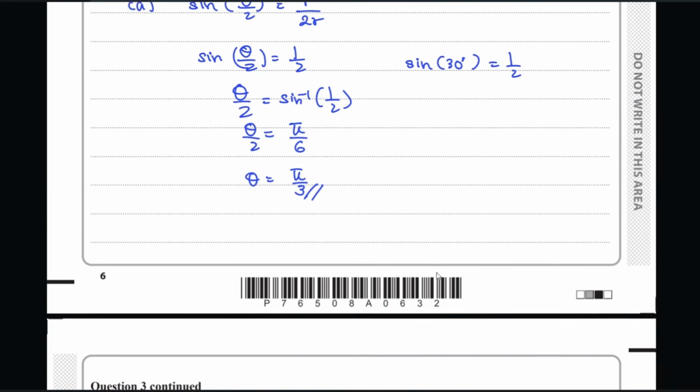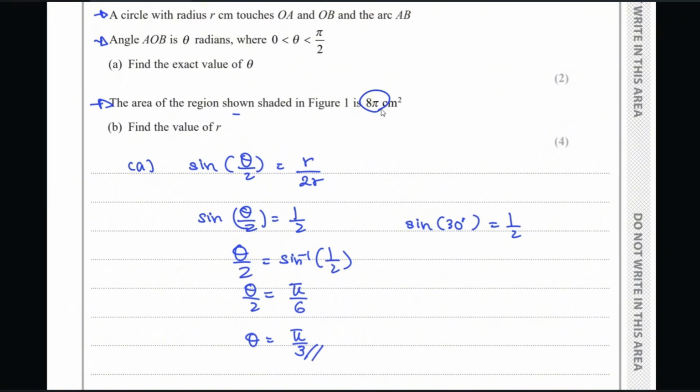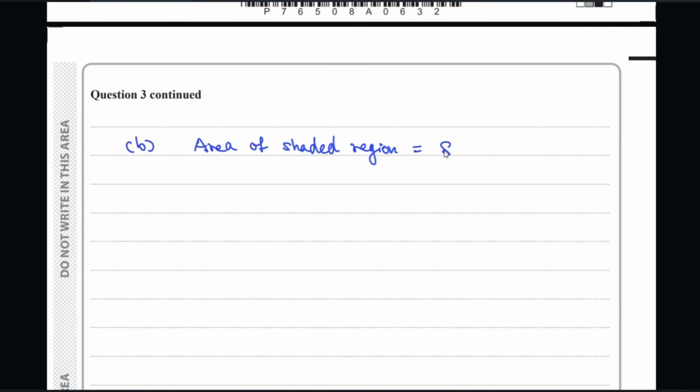So we can say, question B, area of shaded region is equal to the value they have given us, 8 pi cm squared. So area of the shaded region is 8 pi cm squared. How do we calculate the area of the shaded region? We will subtract the area of the circle from the sector area. How do we calculate the sector area? The sector area is half r squared theta. That's the formula. We'll substitute the values later. And minus the circle area, which is pi r squared. And that is equal to 8 pi.